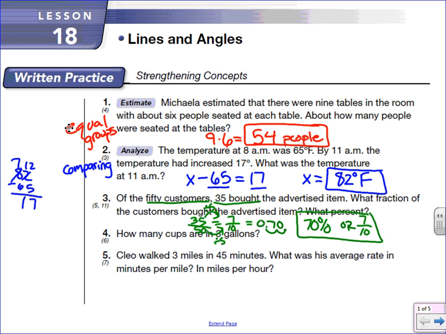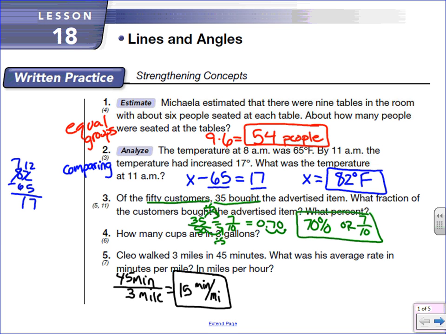Cleo walked 3 miles in 45 minutes. What was his average rate in minutes per mile? So minutes per mile means that we're going to take minutes and divide it by miles. So minutes was 45, miles was 3. 45 divided by 3 is 15 minutes per mile.